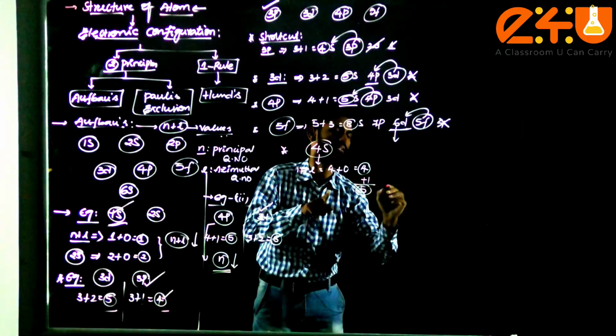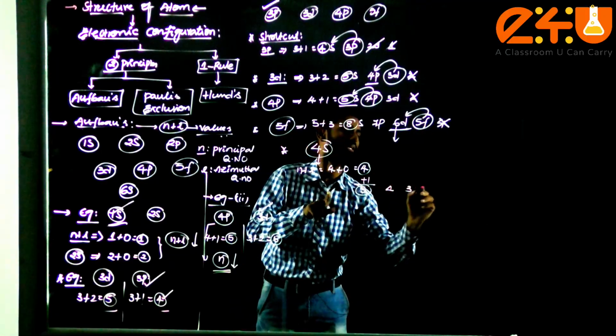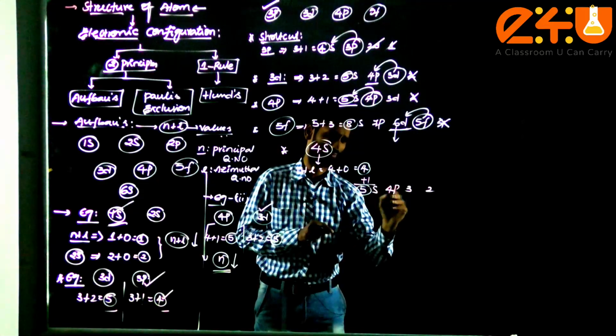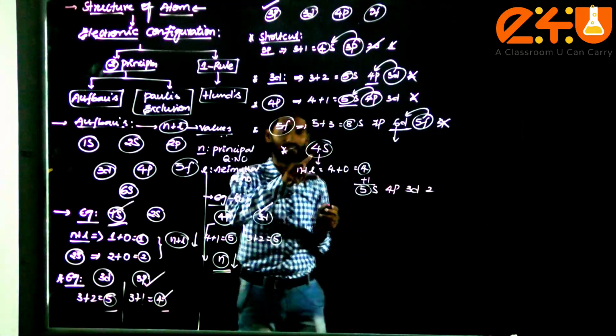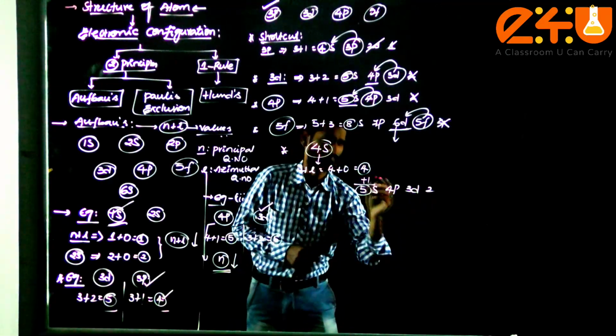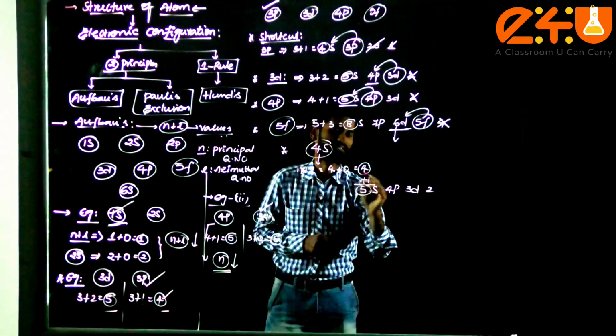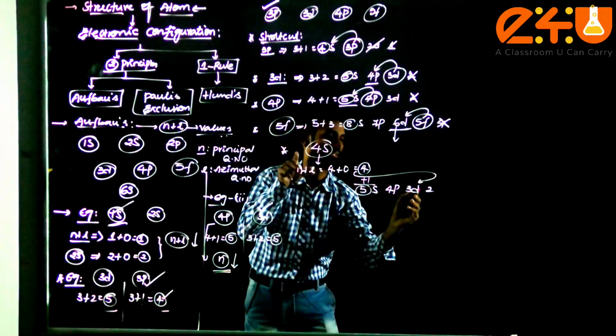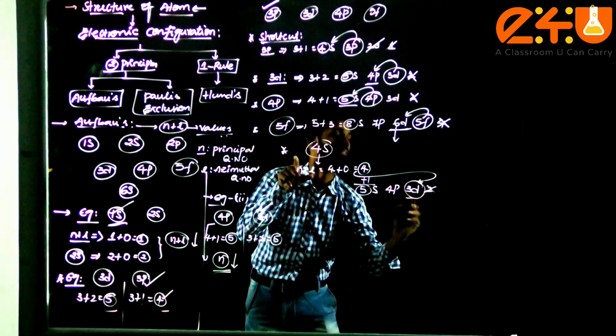Now you have to write the descending order: 5, 4, 3, next one 2. Now write here 5s, next one 4p, 3d. What do I ask here? After 4s, next you have to come towards the last one. After 4s, the electron will enter 3d.